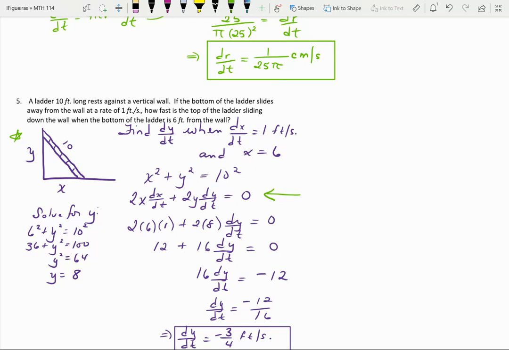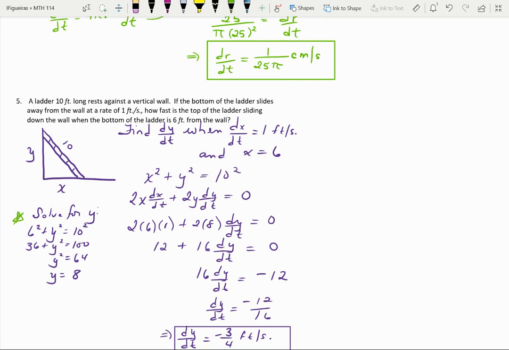And the derivative of 10 squared, or 100, is 0. All right, so now we're ready to plug in what we know. Remember, you were told that dx/dt is 1 and x is 6. But I don't know what y is. So in order to figure out what y is, I have to come here to this work right here.